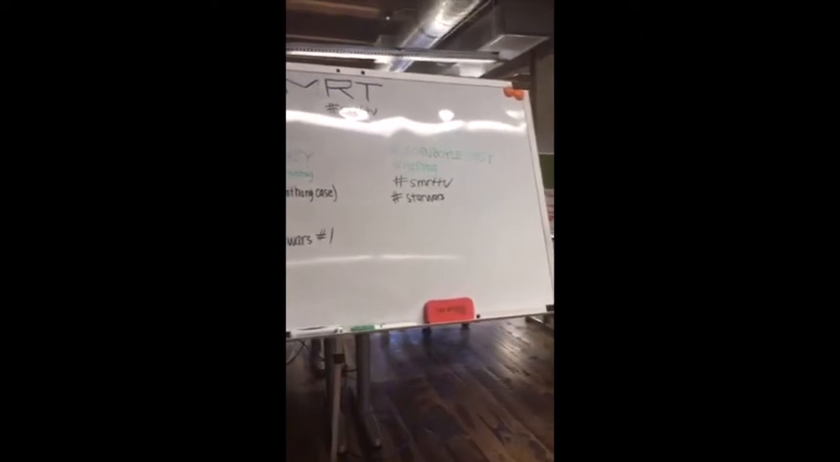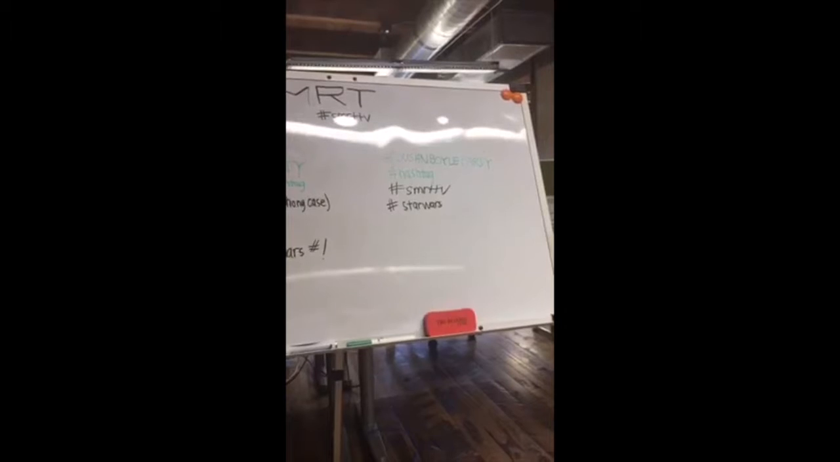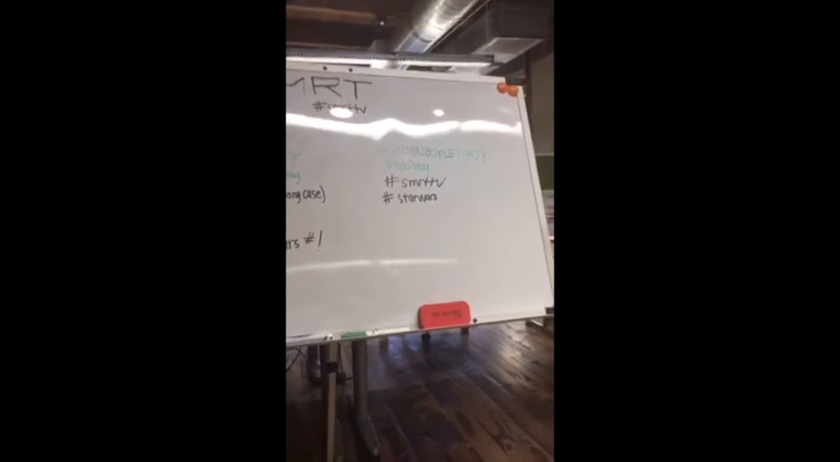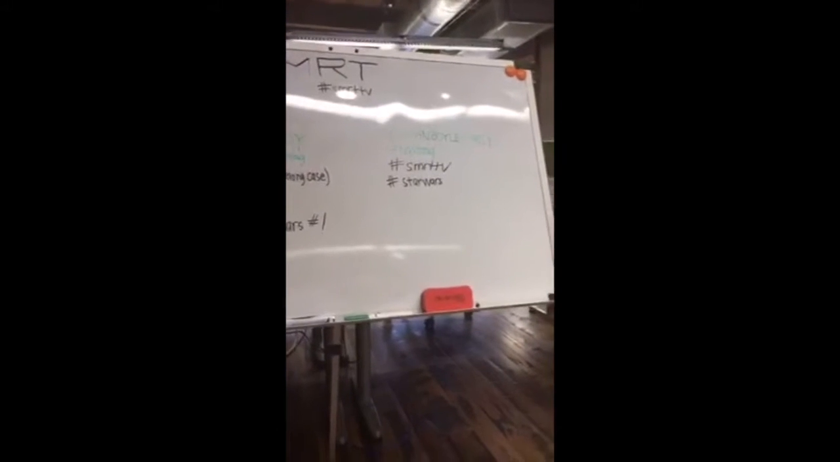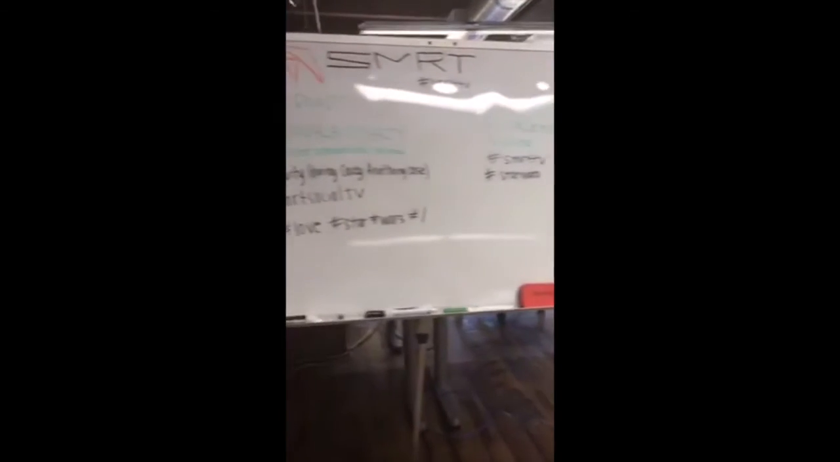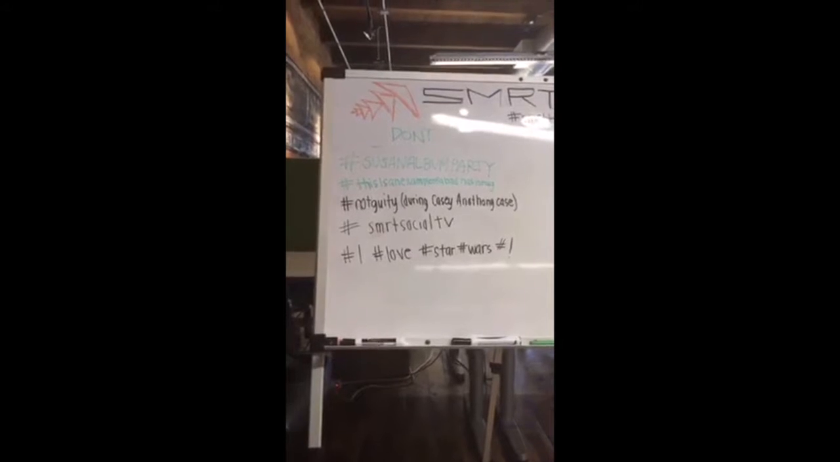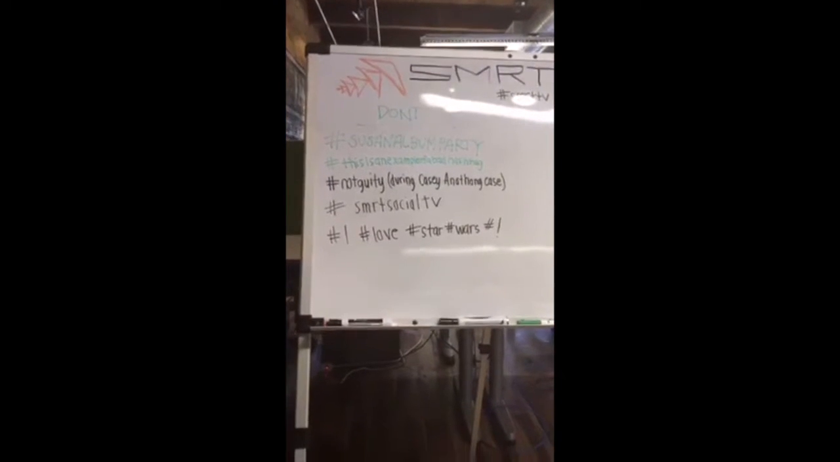So we thought a good one would be hashtag Susan Boyle party, or even just hashtag Susan Boyle would be good, because she is pretty well known, so people are just going to associate with that hashtag. Just her name. And then this is an example of a bad hashtag.